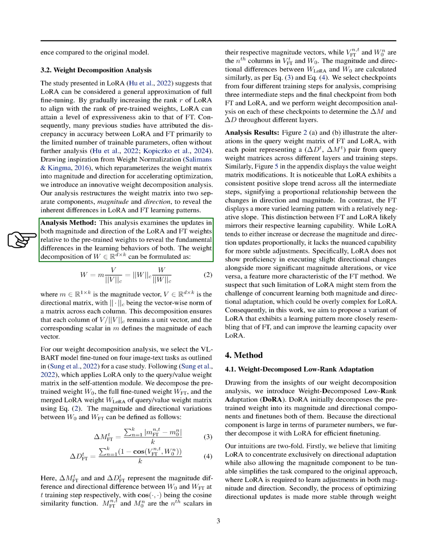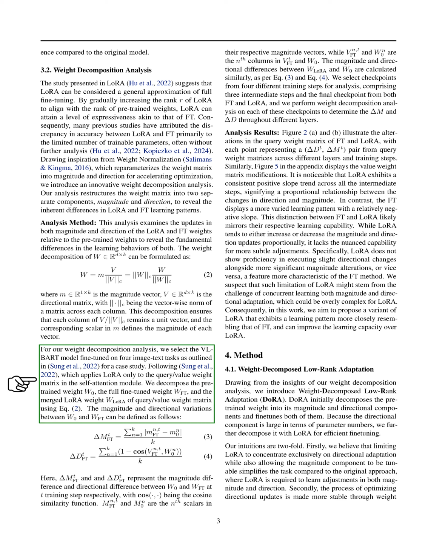Our analysis method looks at how the magnitude and direction of the weights in LoRA and FT change compared to the pre-trained weights. We break down the weight matrix, denoted as W, into a magnitude vector and a directional matrix. This ensures that each column of the directional matrix remains a unit vector, and the corresponding value in the magnitude vector indicates the size of each vector.